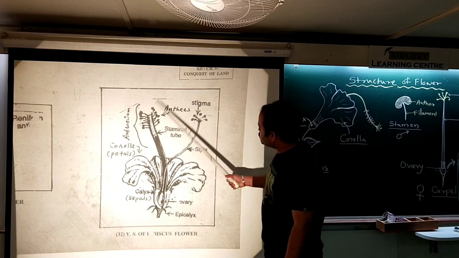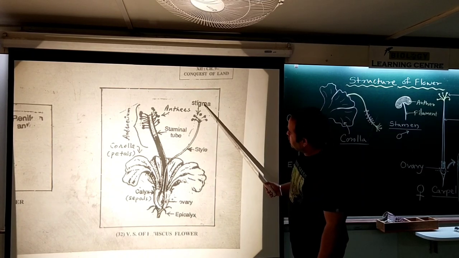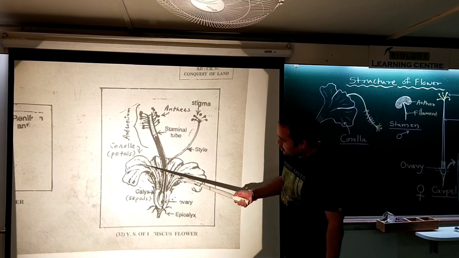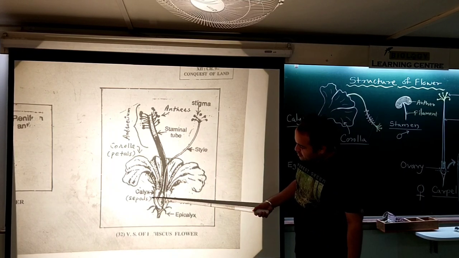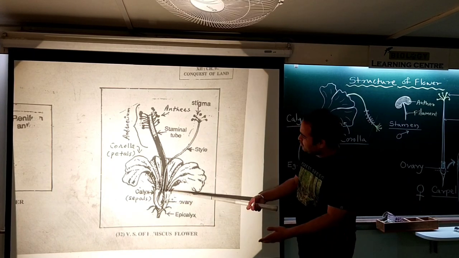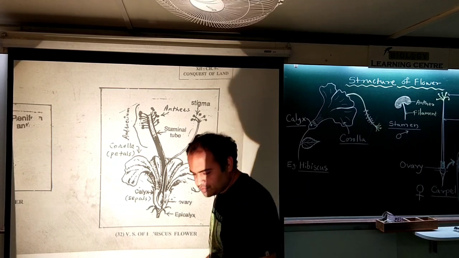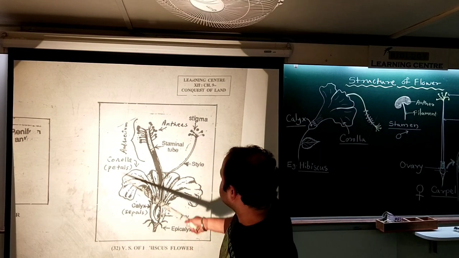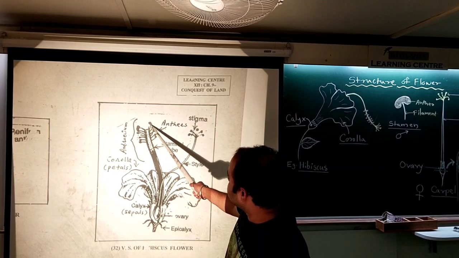So this is androecium, gynoecium, typical parts, corolla, that is petals, and these are the sepals, meaning calyx, and epicalyx, ovary, everything you can see here. Let us continue with the first, I think, so this part is the anther part we are considering.